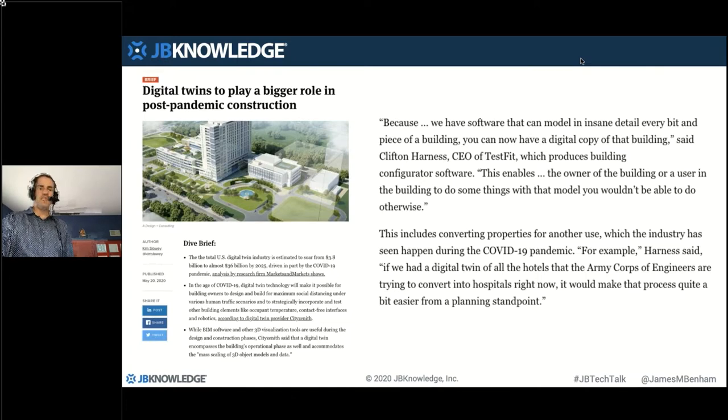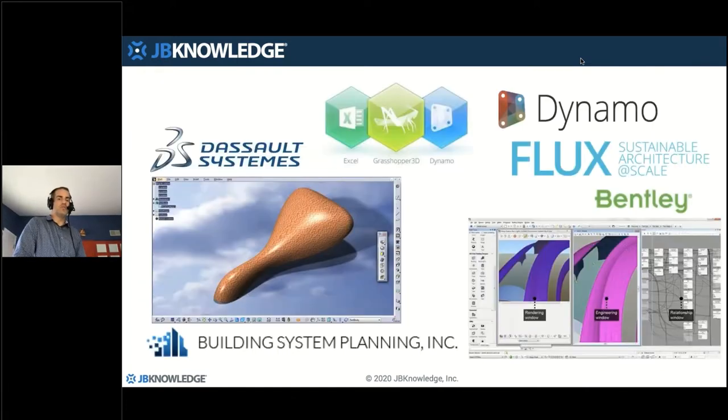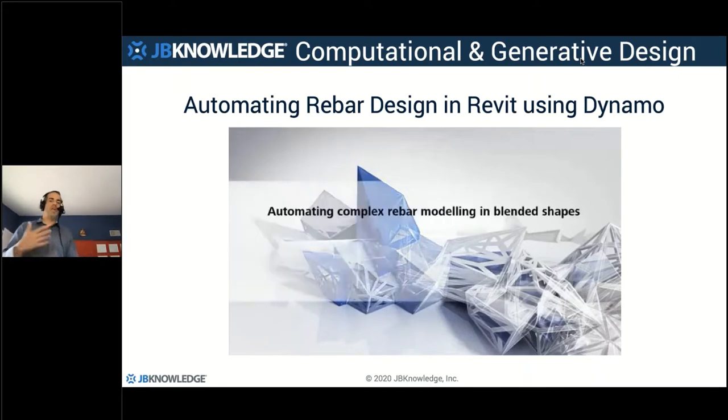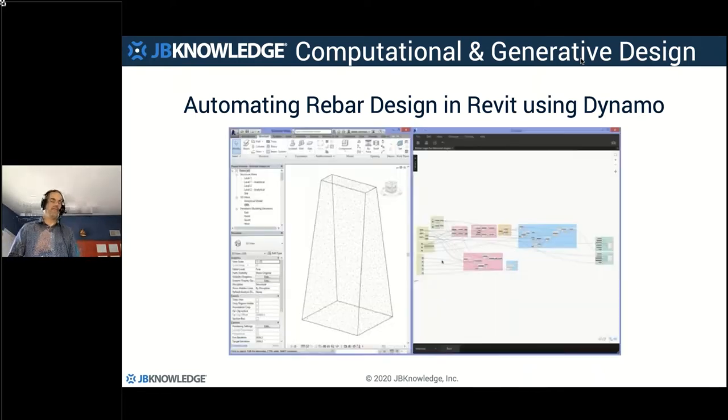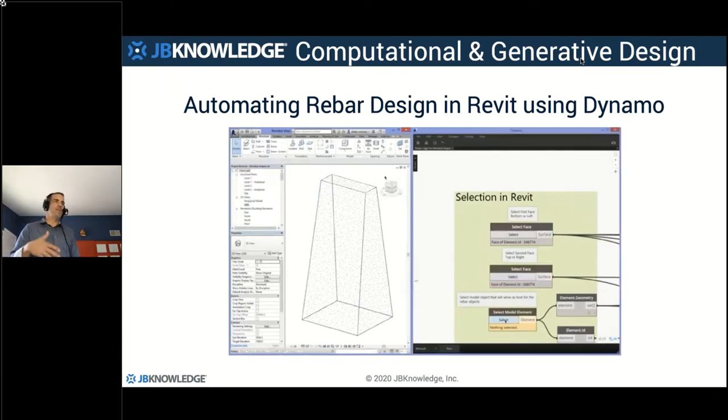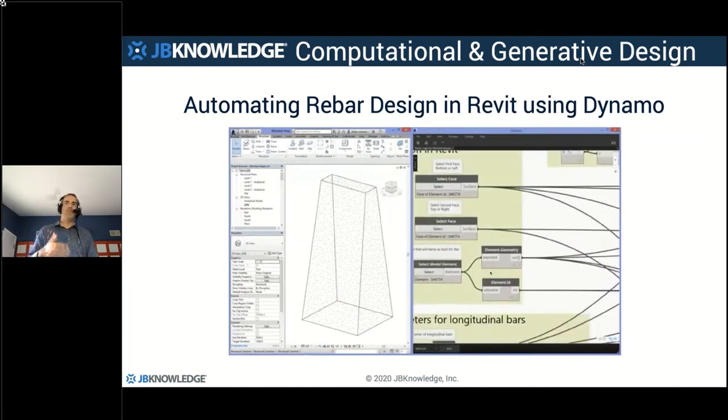So let's look at some of the technology. There's really great tools like Grasshopper, Dynamo, Flux, Bentley, that have done some really great things around this space. And I'm just showing a video really quick on automating rebar design in Revit using Dynamo. So if you use Revit and you're hand drawing everything in Revit, this is really not the fastest way to get repetitive tasks done.